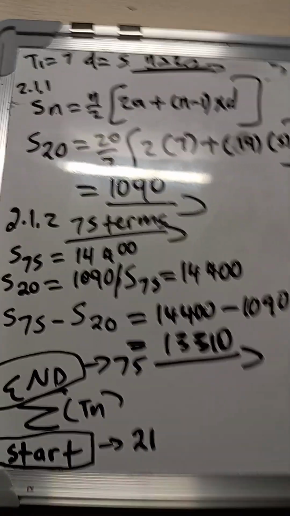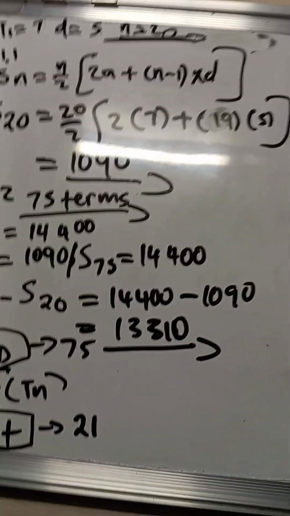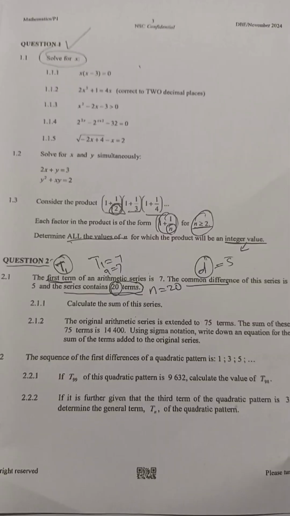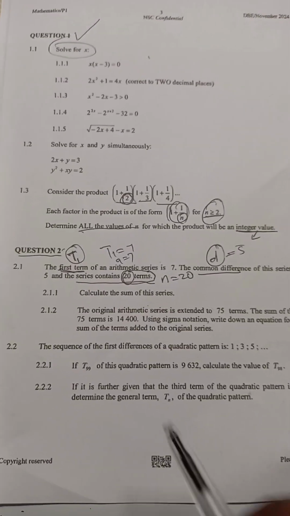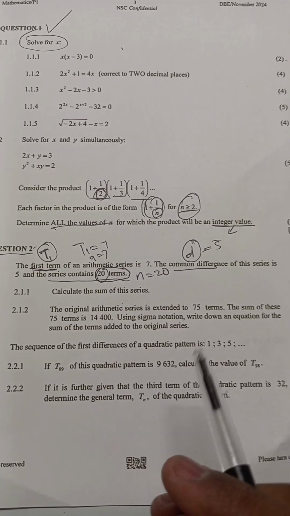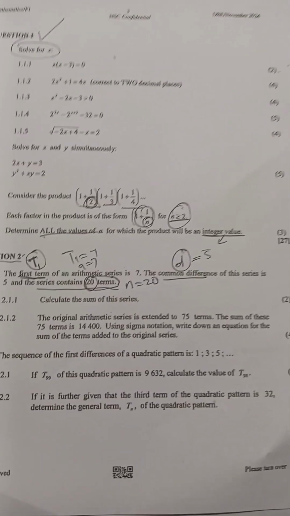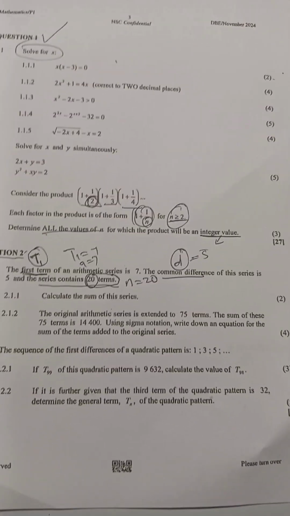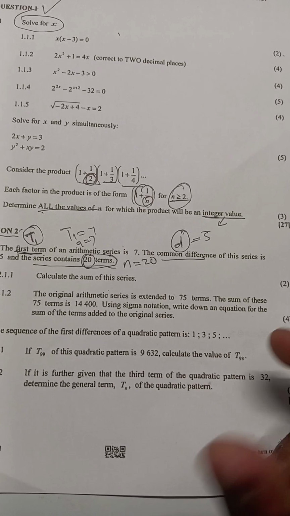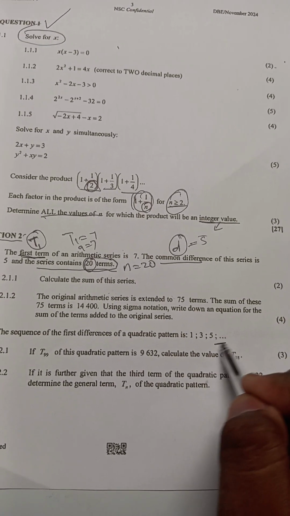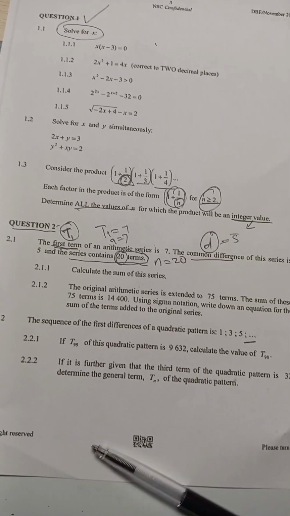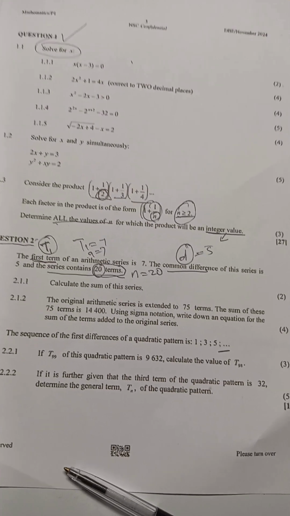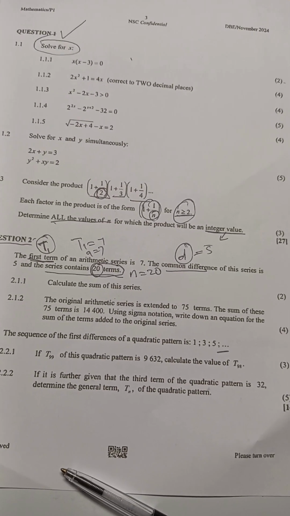Okay. Now we are just going to continue on the second question, which is 2.2. What does it say? The sequence of the first difference of a quadratic pattern is 1, 3, 5, and as you can see, it is continuing because I have these dots there. Can you see what I'm talking about? I'm recording the data, right?